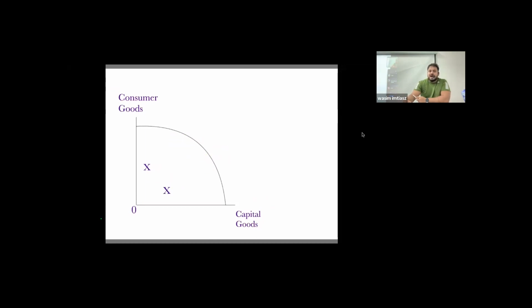Capital goods, consumer goods. Any point inside the PPC, what do you call it? Unemployment or what? Underutilization of resources. What do you call it, guys? Unemployment and underutilization of resources. Very important. Okay, that is like super important.